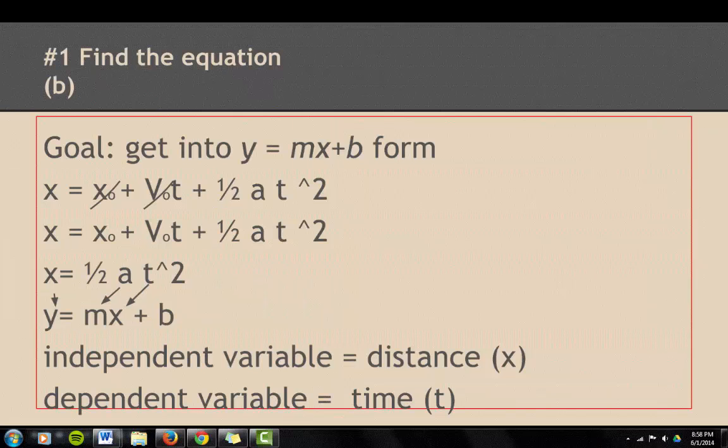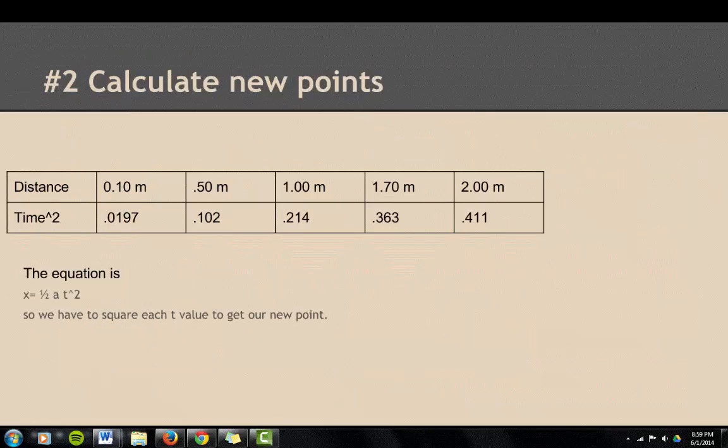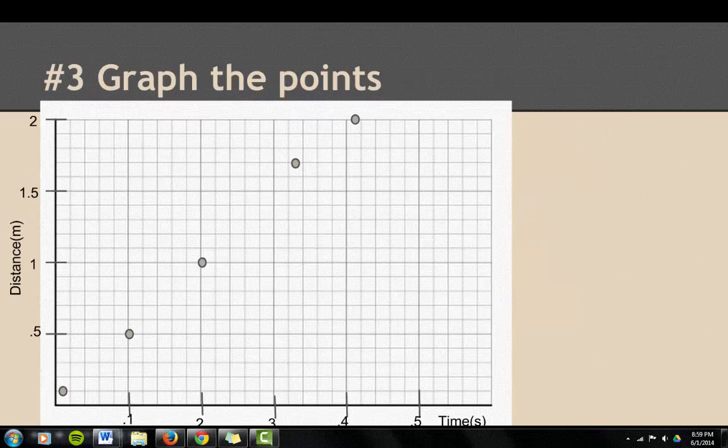So step one is to get the equation into y equals mx plus b form. After doing that, we can see that the independent variable is the distance, or x, and the dependent variable is time, or t. So now you want to calculate the new points. The way I did this is I just squared all the time values. So now you want to graph all the new points that you got.